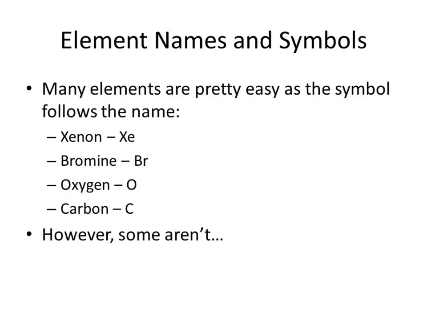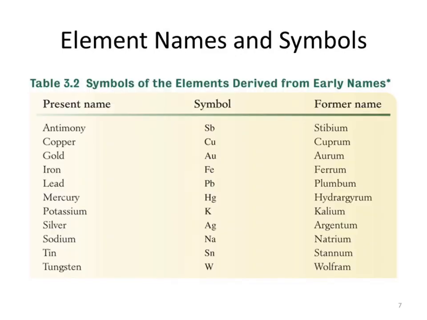Again, a lot of these are pretty easy. Xenon Xe, bromine Br, oxygen O, etc. However, some of the symbols are a little bit different. Like iron is Fe. Why is iron Fe? Well, that's because we have names left over from Latin.